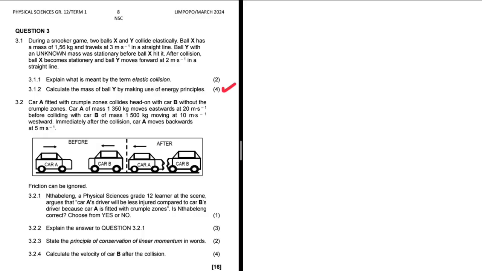In 3.1.1, we're supposed to define or explain what is meant by the term elastic collision. And then in 3.1.2, we're supposed to calculate the mass of ball Y by making use of energy principles. So as I was saying, with the information that we have, you might be tempted to use the conservation of linear momentum.